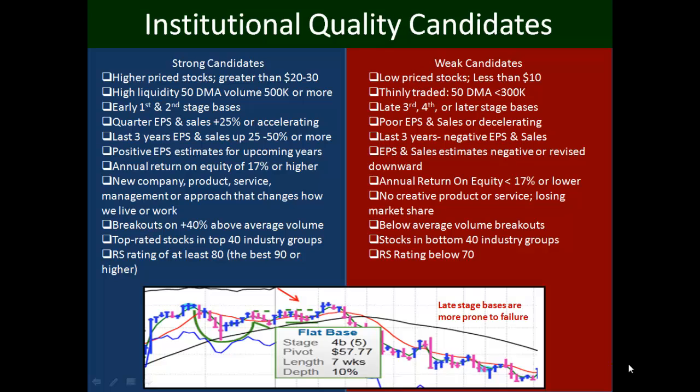Conversely, weak candidates are pretty much the opposite of everything we just said. They're low price stocks, less than $10, thinly traded, late stage bases, poor earnings and sales, or they're decelerating, negative sales and earnings estimates, horrible return on equity, perhaps high debt, diminishing margins, nothing creative or new, perhaps they're even losing market share to competitors, below average breakouts, and they're ranked in the lower 40 industry groups with a relative strength rating of less than 70.